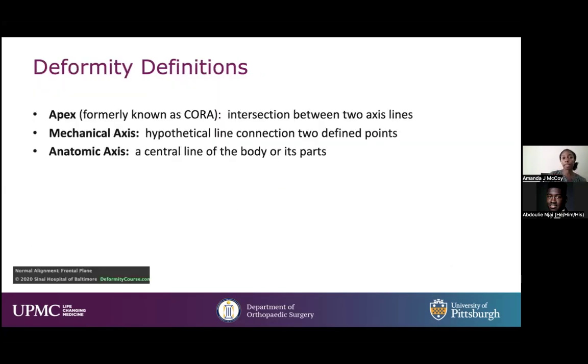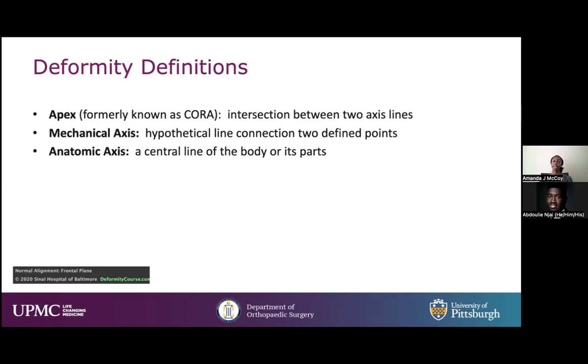So a lot of this comes from the Baltimore Deformity course, and if you have an opportunity, I recommend you take it if you're very interested in deformity. But a couple terms that you'll see in the literature, terms that you'll see in talks, is apex. And this is formerly known as the CORA, which is the center of rotation of angulation. And this is the intersection between two axis lines, right? So you have one line, you have another line, and this would be the apex, right? A line that's straight has no apex.